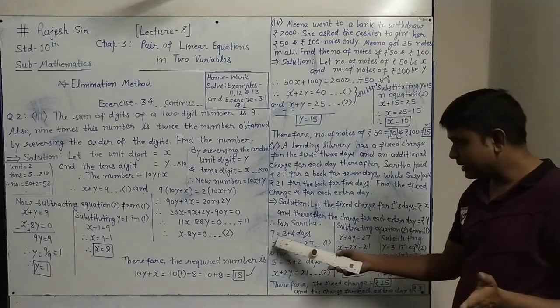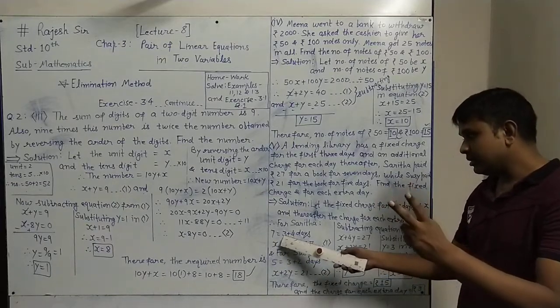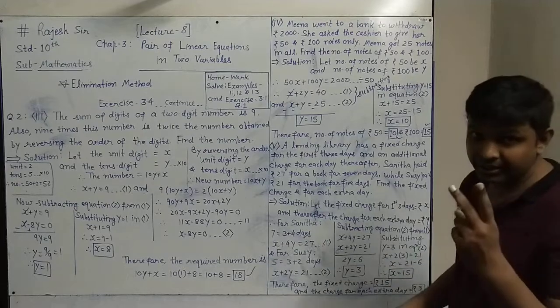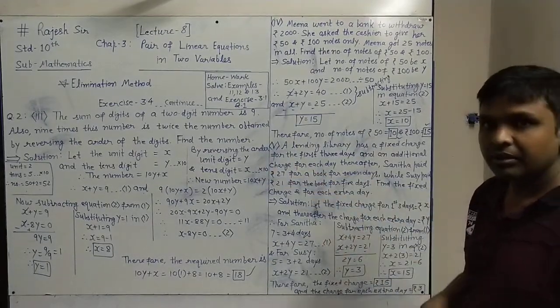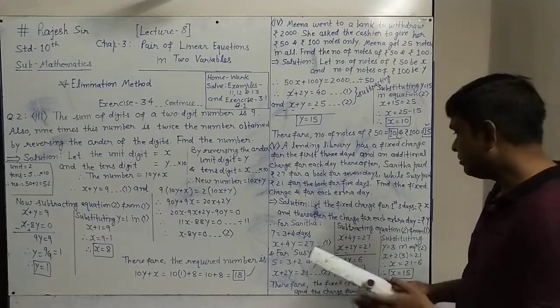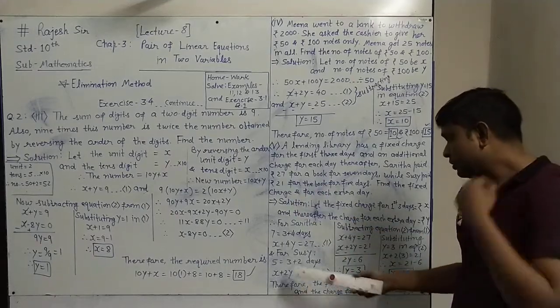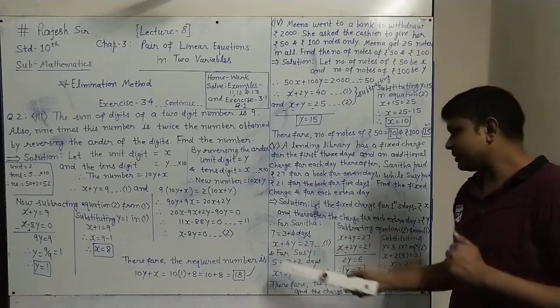So that's why 7 is divided into two parts, 3 plus 4, because for the first 3 days the charge is fixed, and for the remaining 4 days after that the charge will vary with the days, each day's charge. So for the first 3 days the charge is x.